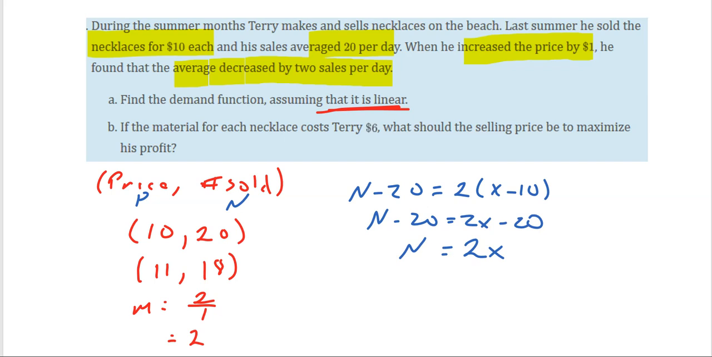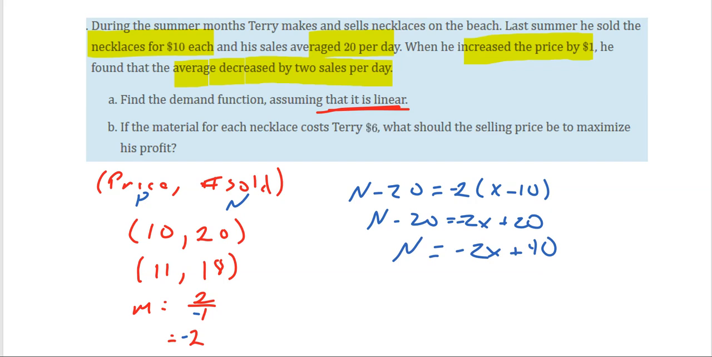But wait a minute. I did miss a negative sign in here. That's going to be screwed up now, because this should be a negative 2, right? Because 20 minus 18, 10 minus 11 would have been a negative 1. So that has a negative 2, a negative 2x plus 20. So N equals negative 2x plus 40. So there is my demand equation.